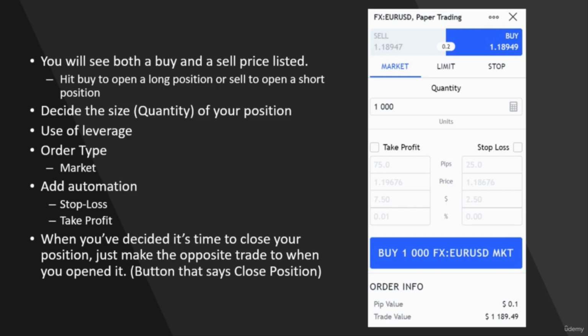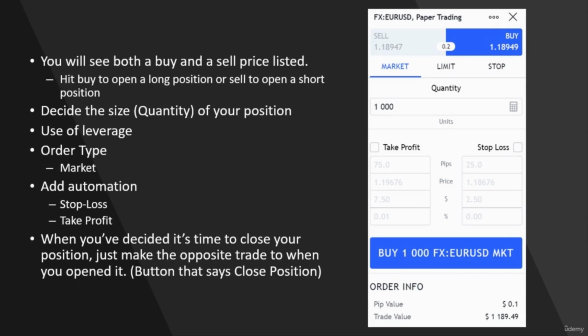And then you decide the size or quantity of your position, whether it's a standard lot or a mini lot or whatever size, you're going to decide the size. And it doesn't show here in this image, but you would also decide if you want to use leverage or not, right? And how much leverage and what your margin requirement would be around that. So that'd be a consideration.